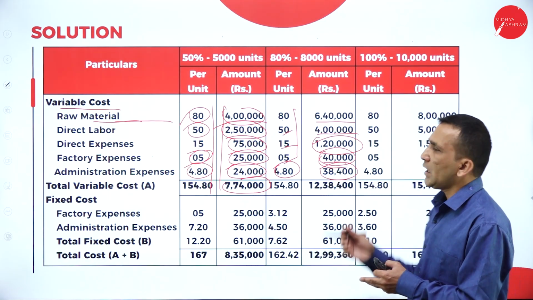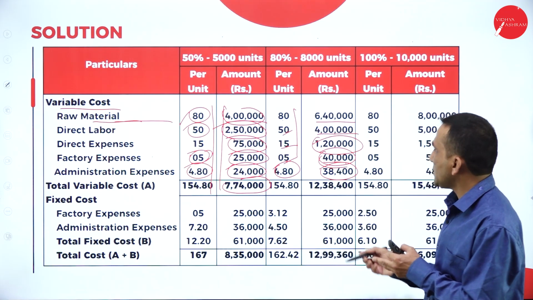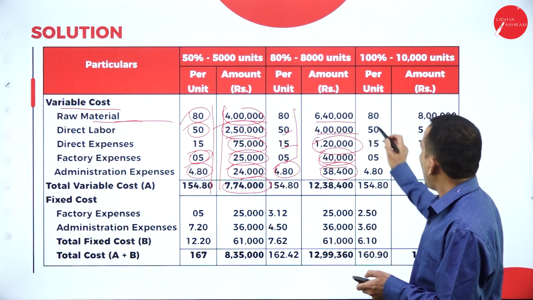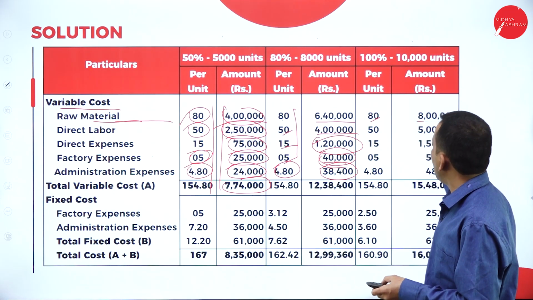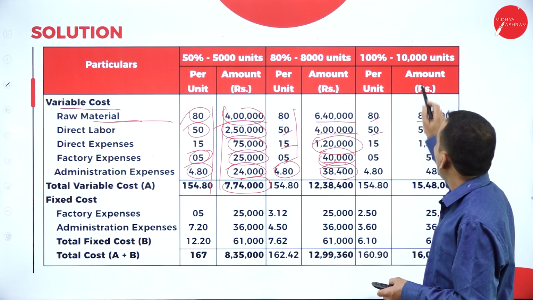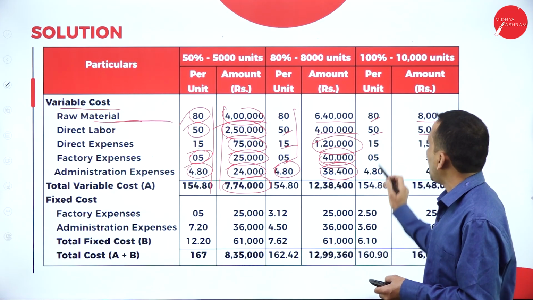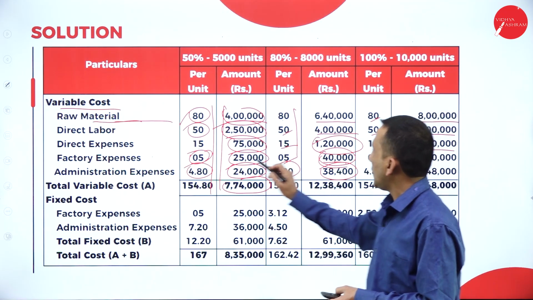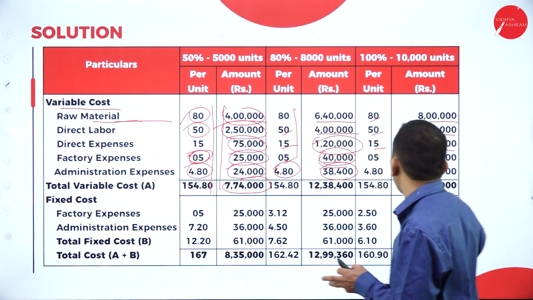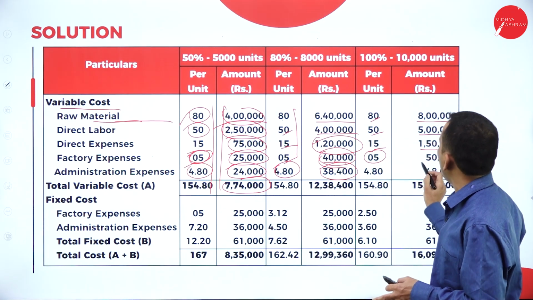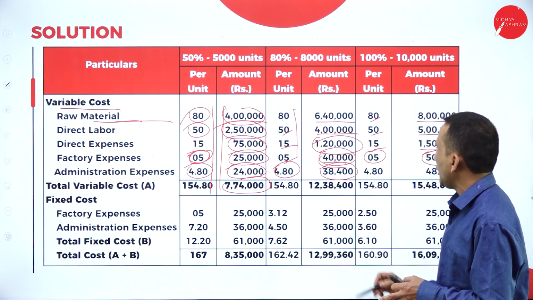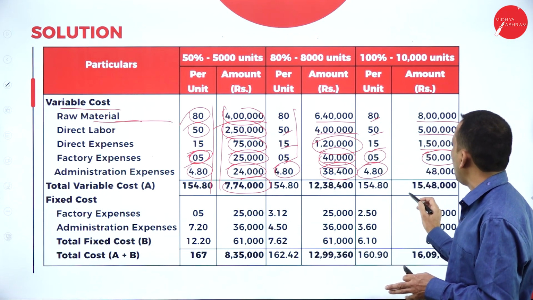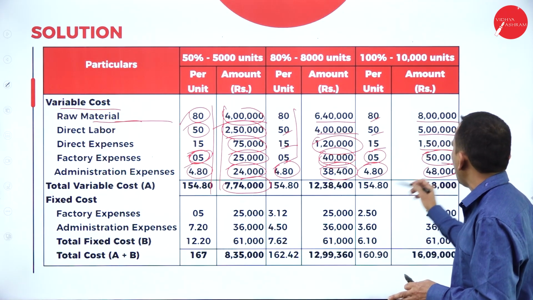Moving to the next, 100% capacity. So at 100% the same rate, okay, 100% means 10,000 units. 80 into 10,000 means 8 lakhs. 50 into 10,000 means 5 lakhs you are getting. 15 into 10,000 means 1,50,000 you are getting. So the factory expense, which is constant for all the capacity, 5 into 10,000, you get 50,000. 4 rupee 80 paisa, which is also constant, if you multiply by 10,000, 48,000 you are getting.